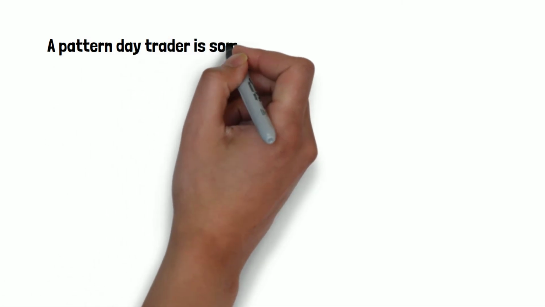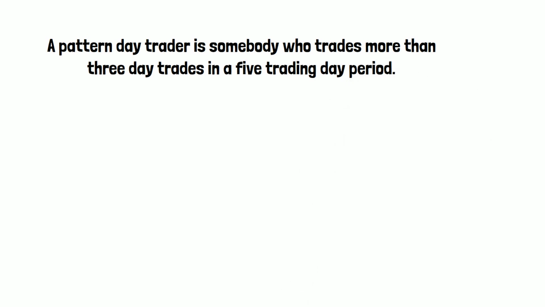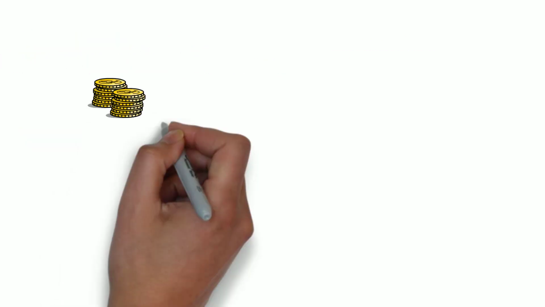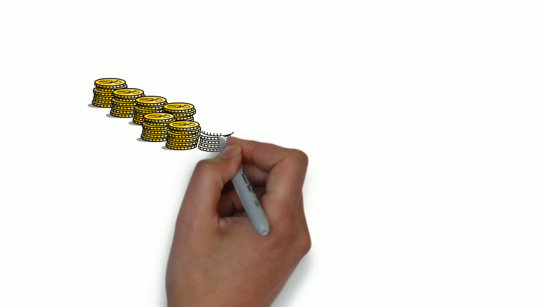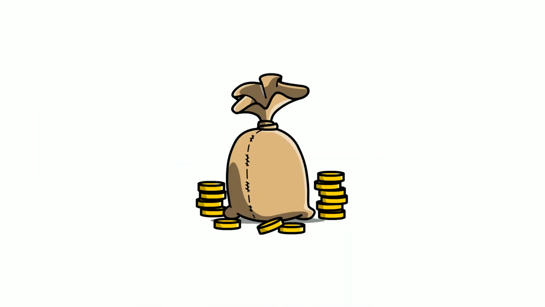A pattern day trader is somebody who trades more than 3 day trades in a 5 trading day period. If you do that, you will have to have at least $25,000 in your account. Your broker will let you get away with having less once or twice, but if you keep doing it, your broker will lock your account until you bring your account up to $25,000. You really need more like $30,000 or so because you can't go below $25,000 at any time.